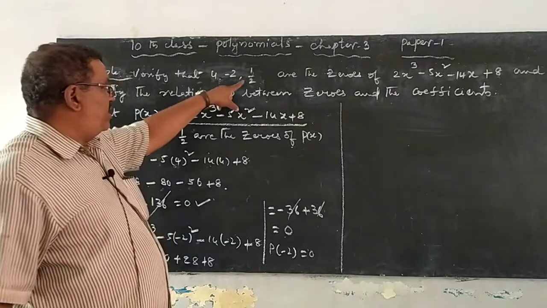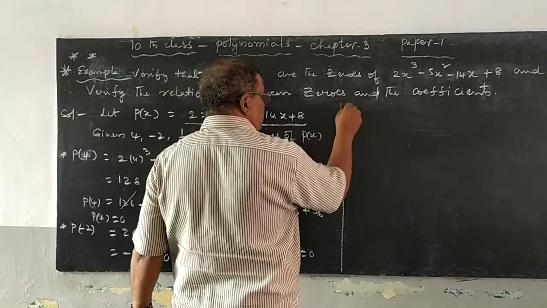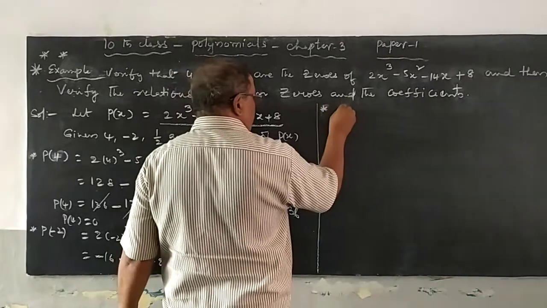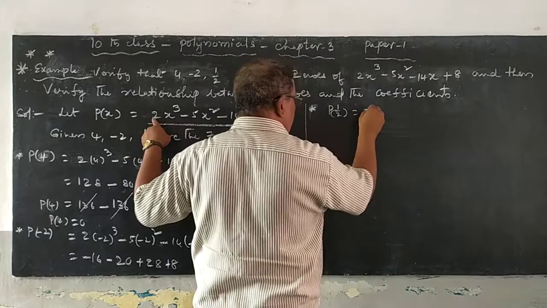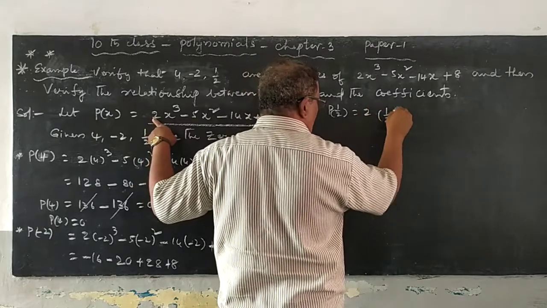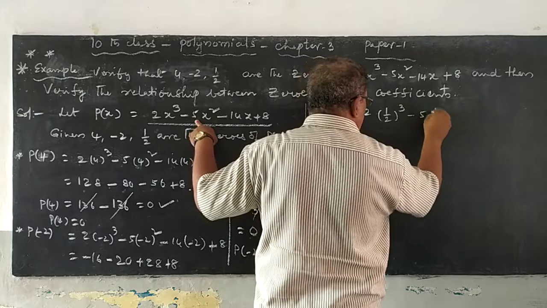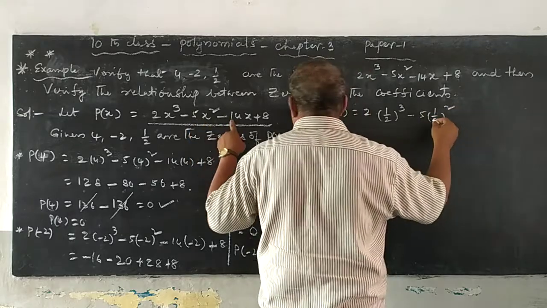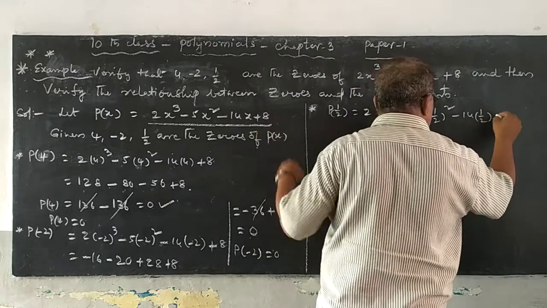Next we are going to find p of 1 by 2. Third case, p of 1 by 2 equal to 2 into 1 by 2 whole cube minus 5 into 1 by 2 whole square minus 14 into 1 by 2 plus 8.